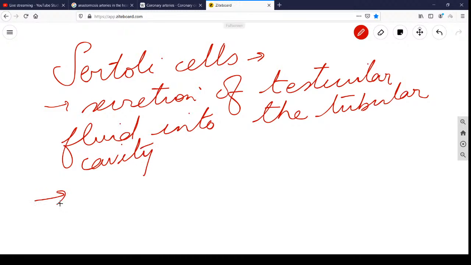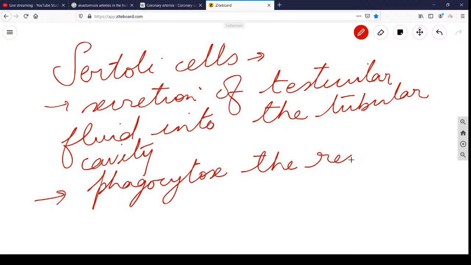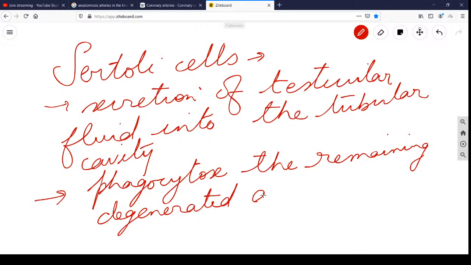The next function is very enthralling. It can function as macrophages, meaning it can phagocytose or engulf the remains of the degenerated germ cells. It can phagocytose the remaining germ cells which have degenerated in the process, the dead, necrosed germ cells.